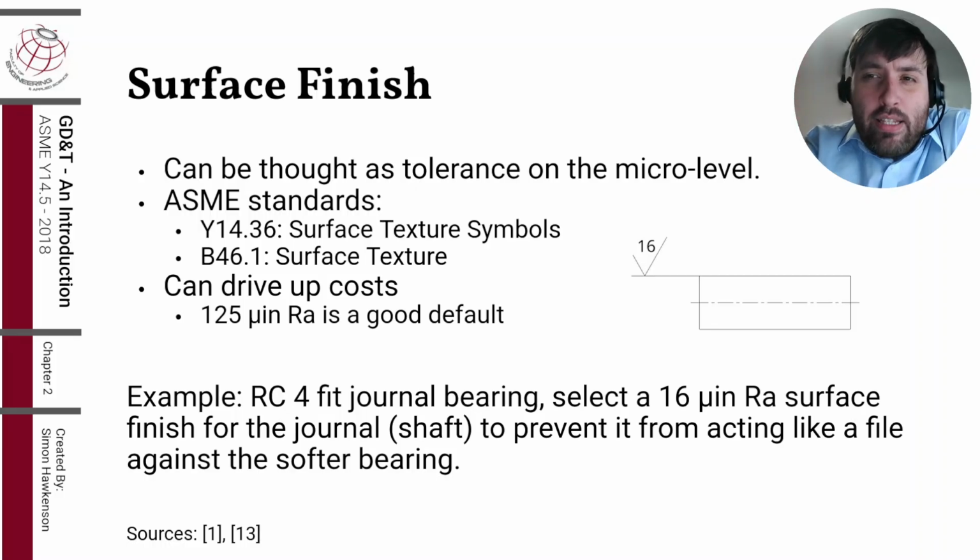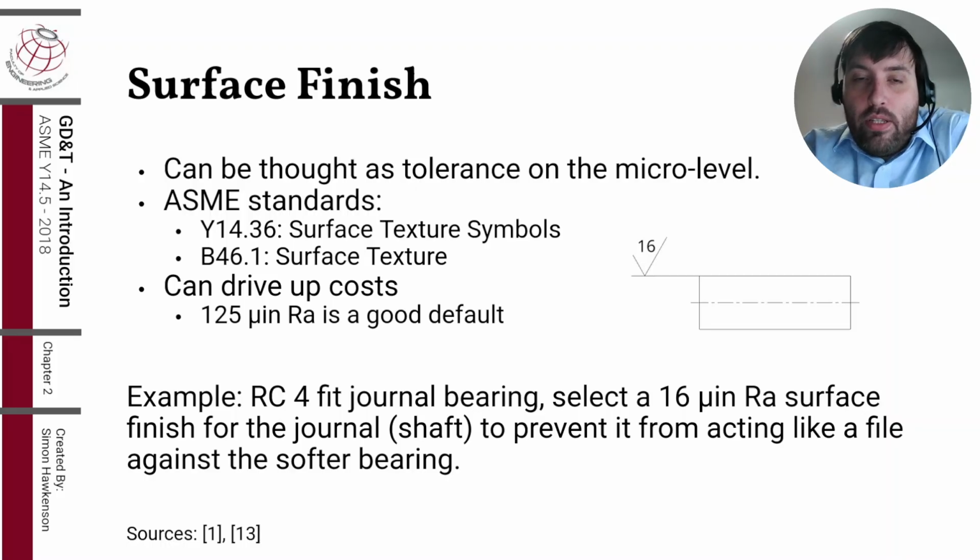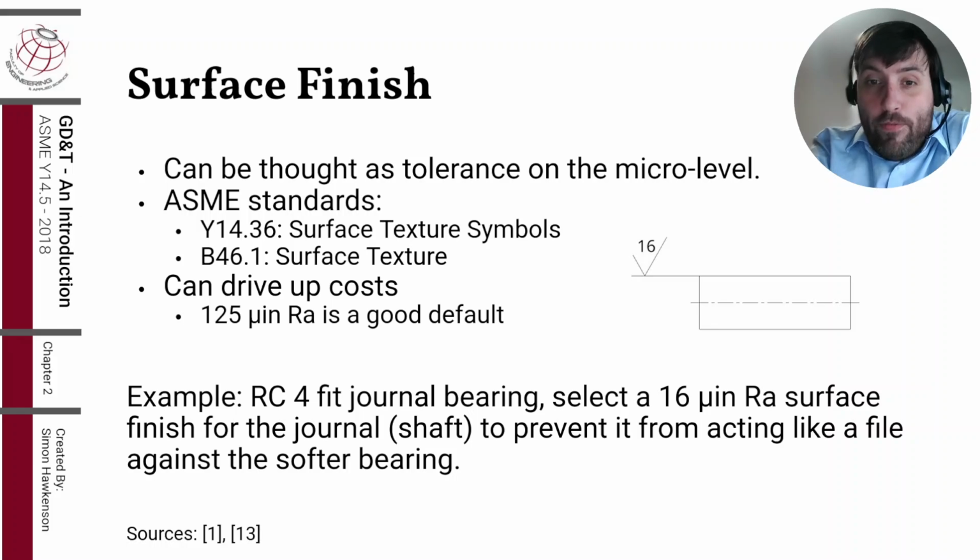A really good example of an application of a surface finish is with journal bearings. It was that particular previous RC4 fit that I mentioned with the journal bearing. The journal is often much harder than the bearing itself. So if the journal has too rough of a surface finish, it'll act like a file and it'll penetrate the lubricating oil film and wear away the softer bearing material. To avoid that, you can set a finish of 16 microinch RA on the shaft's surface, right where the journal rotates in the bearing.